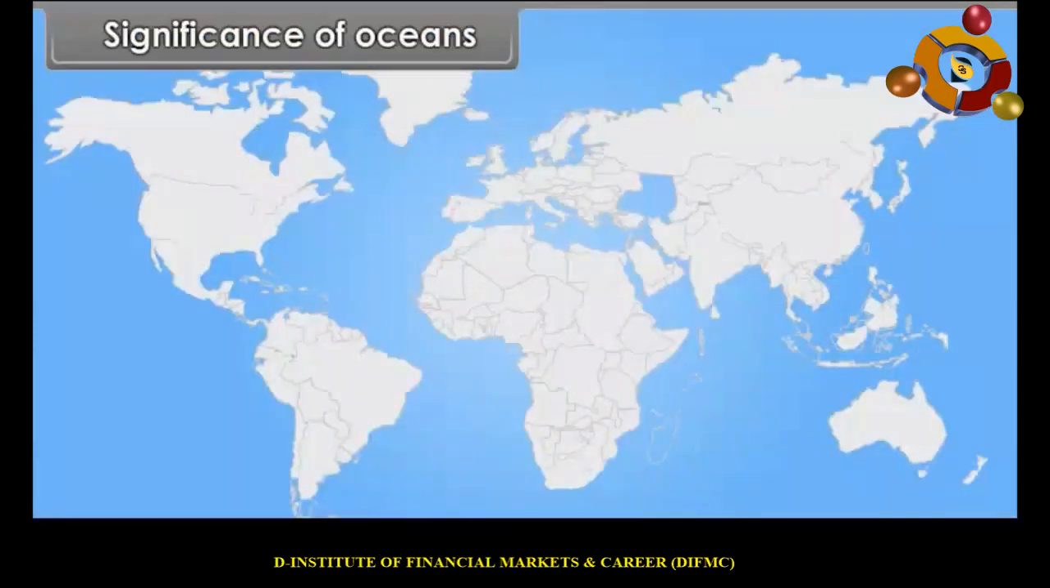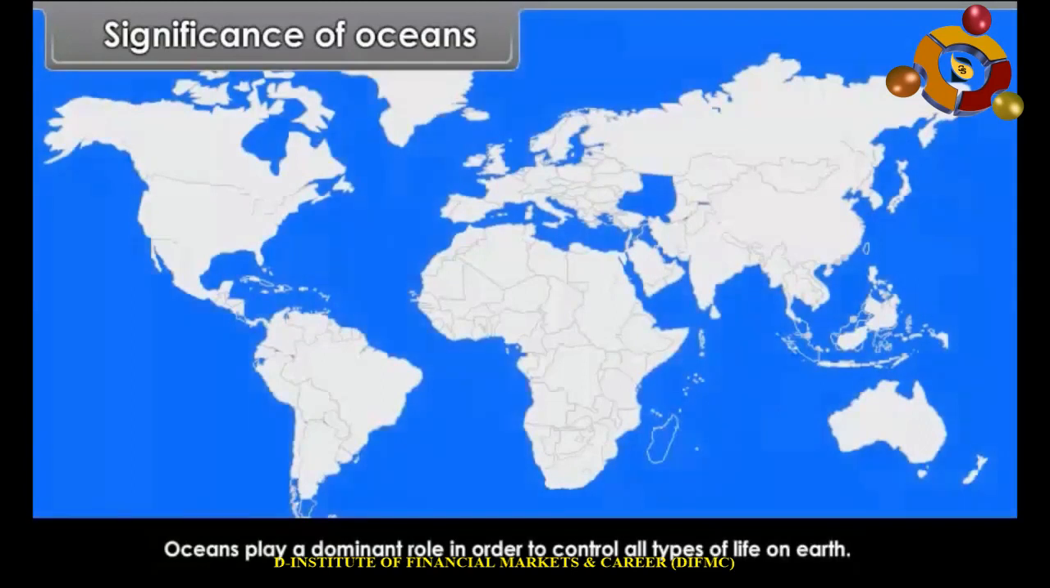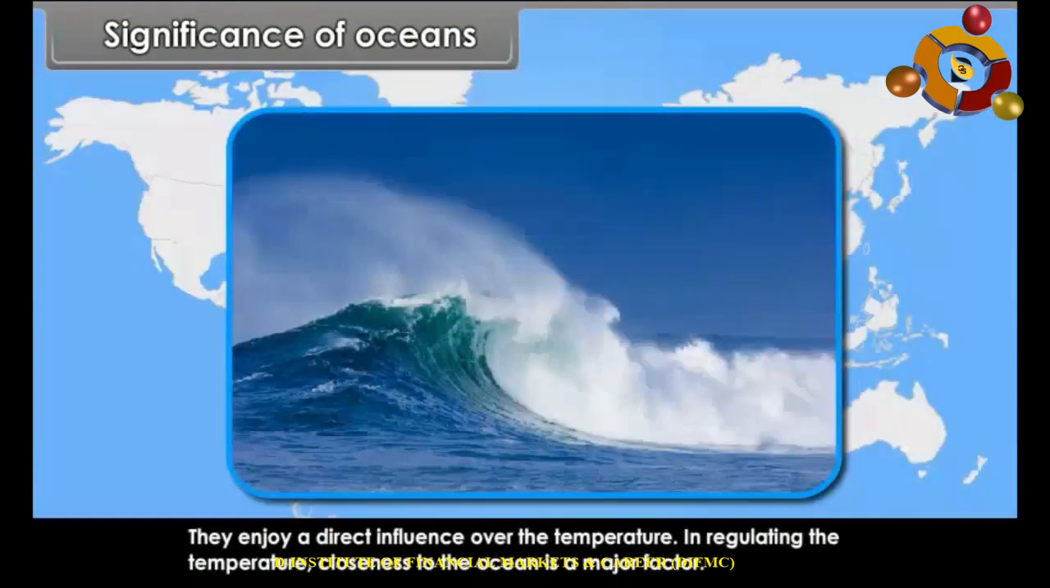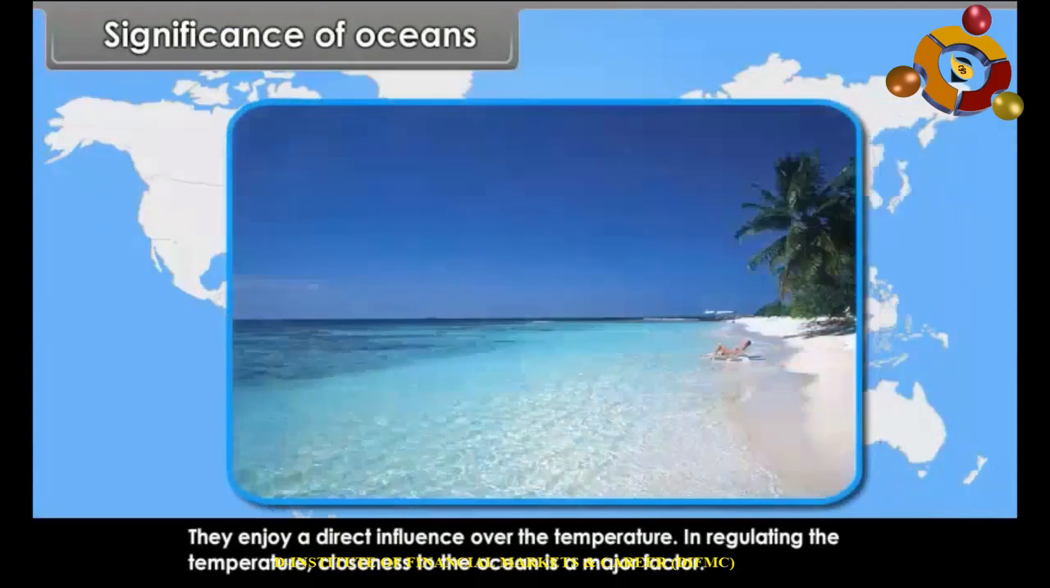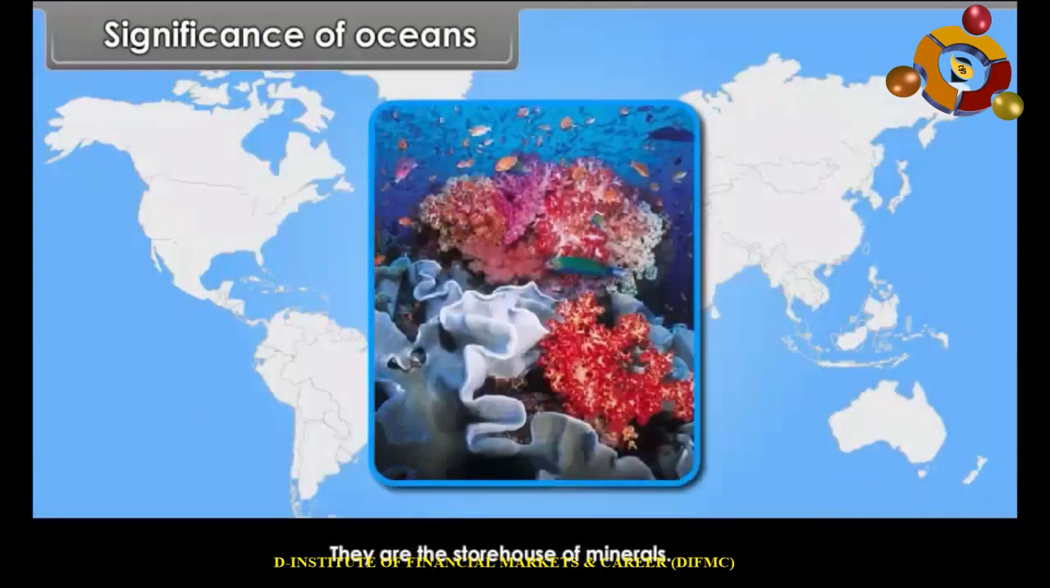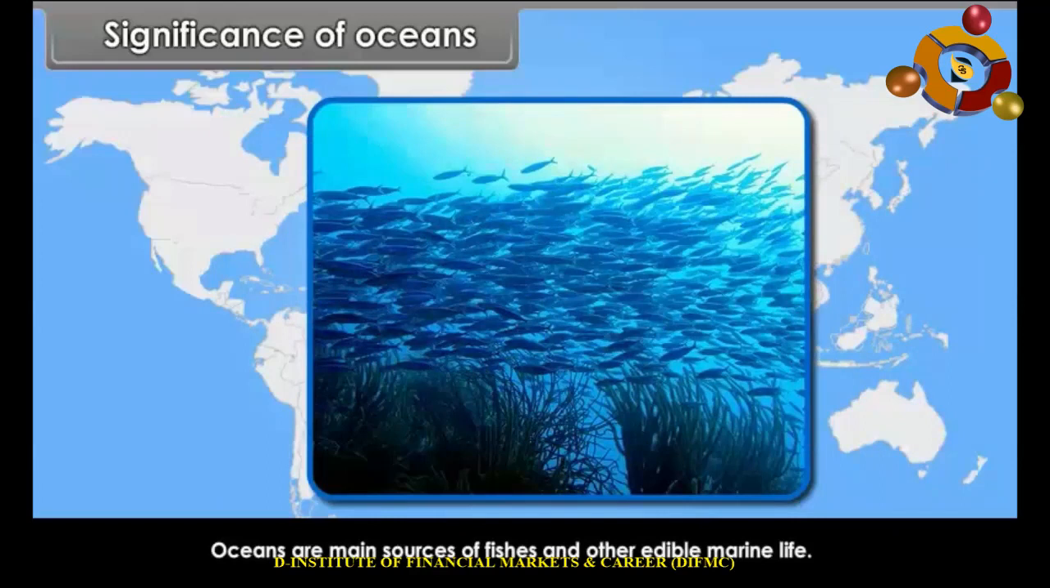Significance of oceans. Oceans play a dominant role in controlling all types of life on Earth. They enjoy a direct influence over the temperature. In regulating the temperature, closeness to the ocean is a major factor. They are the storehouse of minerals. Oceans are the main sources of fishes and other edible marine life.